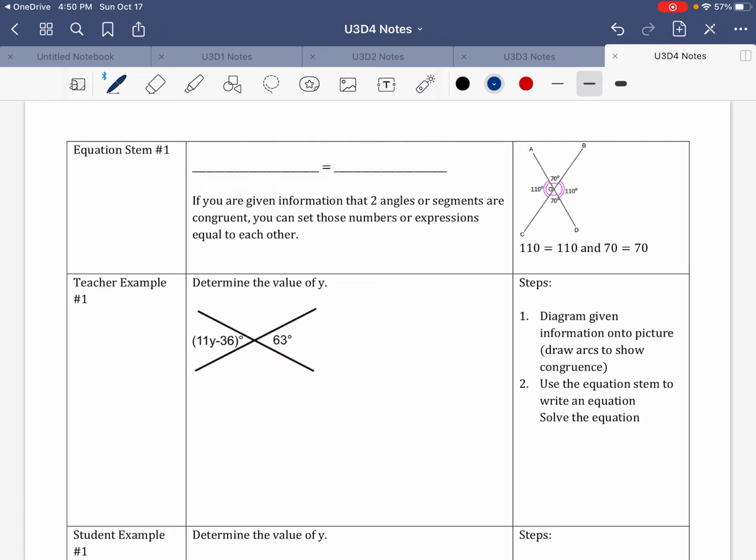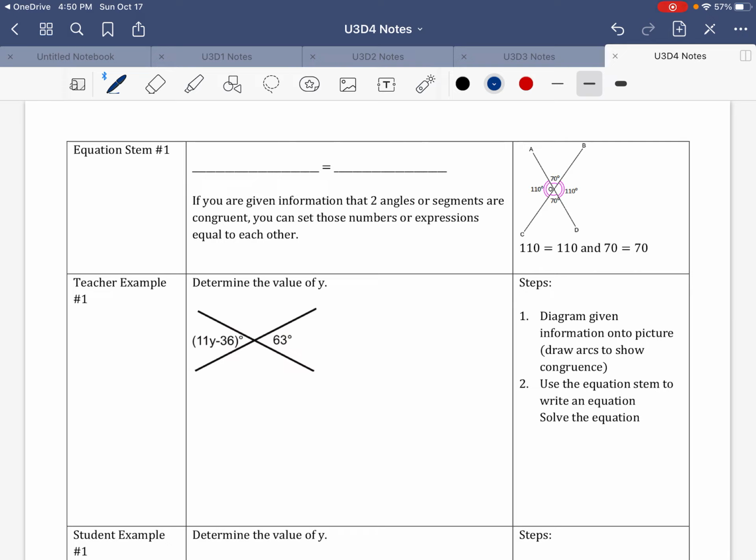Now we're going to introduce our first equation stem. We want to use this equation stem if you are given information that two angles or segments are congruent. Then you can set those numbers or expressions equal to each other. So if you know that angle AOC and BOD are vertical angles, and vertical angles are always congruent, then you can also say that AOC is 110 degrees, therefore BOD is also 110 degrees.